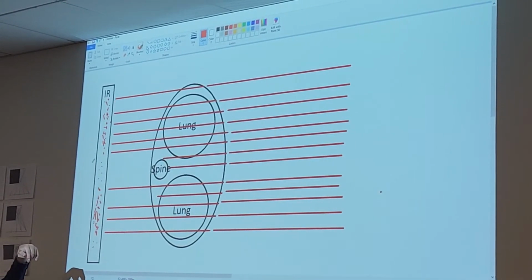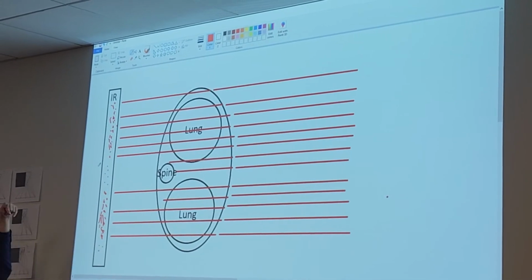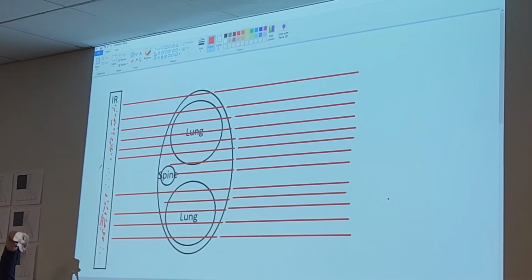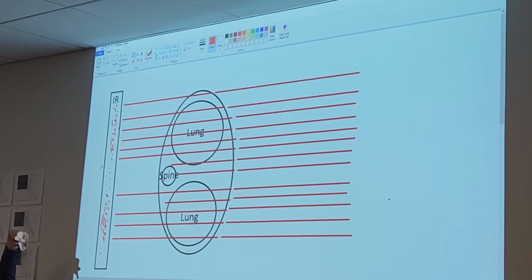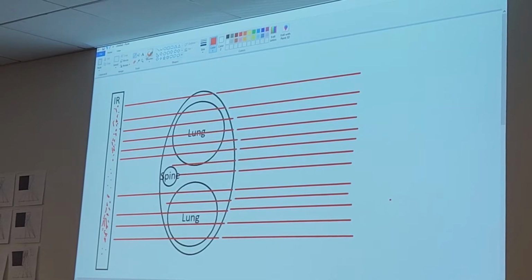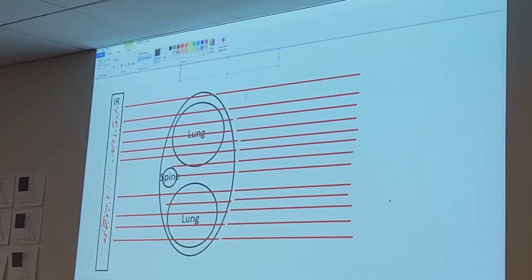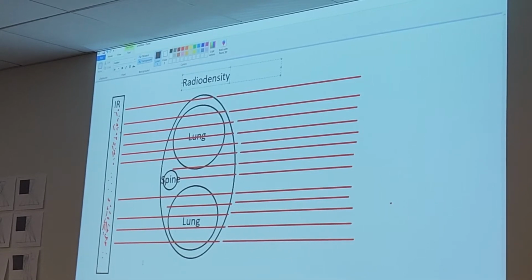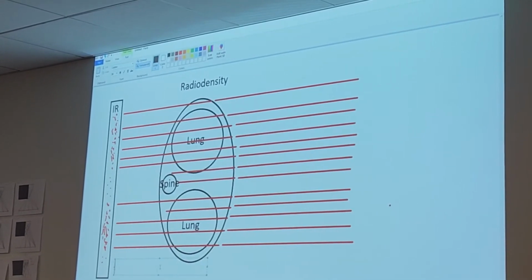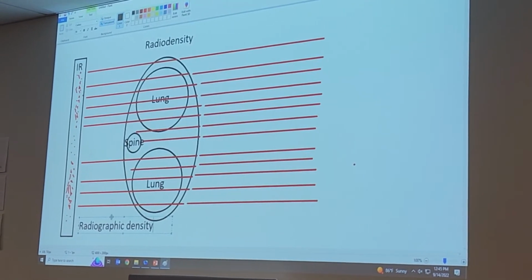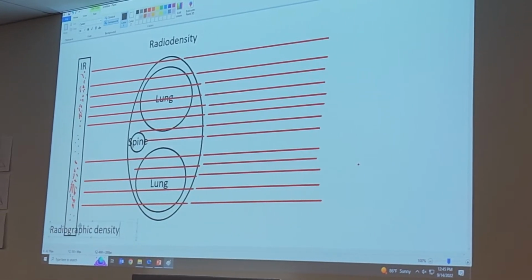So higher radio density absorbs more X-rays. The IR now has lower density because fewer X-rays reached it. Does that make sense? Right. So radio density versus radiographic density. For example, if the lungs are radiolucent, that means that the radio density is really high. Don't type it out.